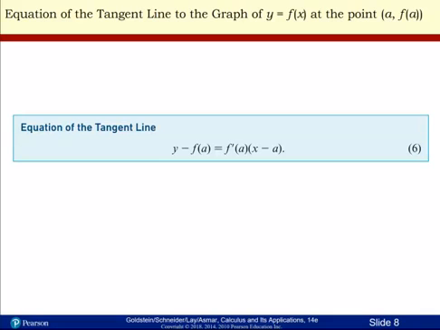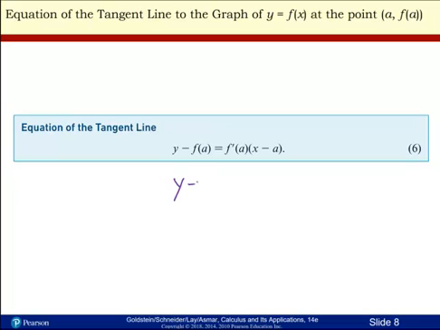All right, here's the equation of a tangent line. This is just my regular point slope formula. Normally I would write y minus y1 equals m times x minus x1. This f of a is just our y1, so y minus f of a equals f prime of a, which is just our slope, all times the quantity x minus a, where a is our x1.